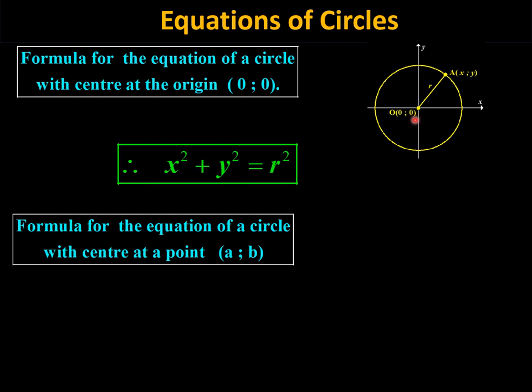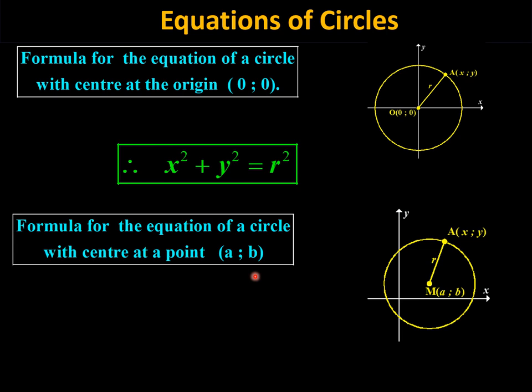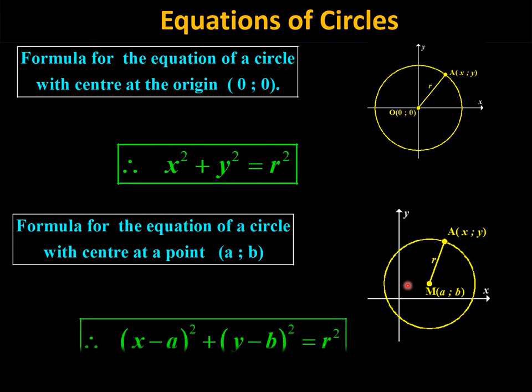Then we have the other formula, the equation of a circle where the center is not the origin but is at another point, let's say (a, b). You can see there's the origin and the center is not the origin, and this formula, as we showed in the previous video how we derived it, is (x minus a) squared plus (y minus b) squared equals r squared, where a and b are the coordinates of the center.